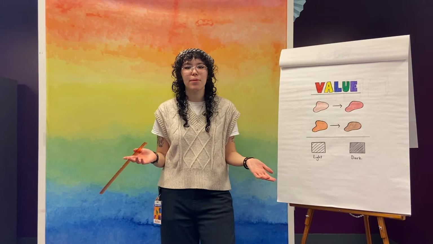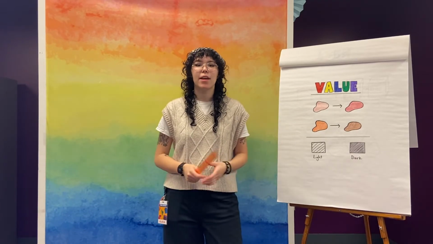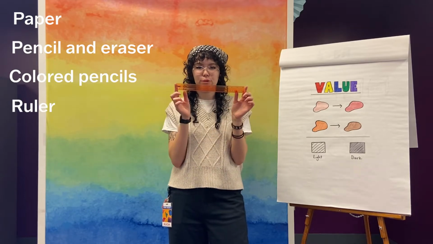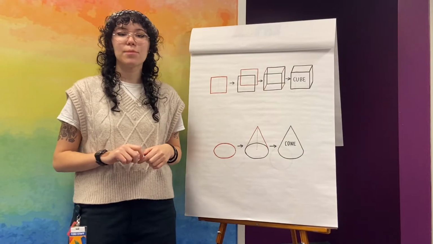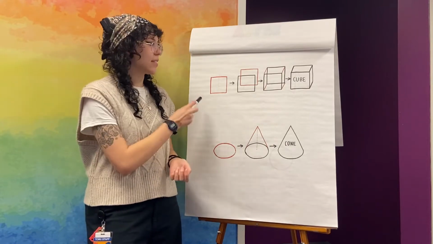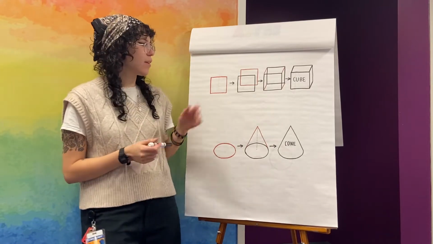Let's practice now that we know more about these elements. Today we'll need paper, a pencil and eraser, colored pencils, and a ruler. Let's practice form first. We're going to learn how to draw a few different 3D objects step by step. Let's begin with a cube.